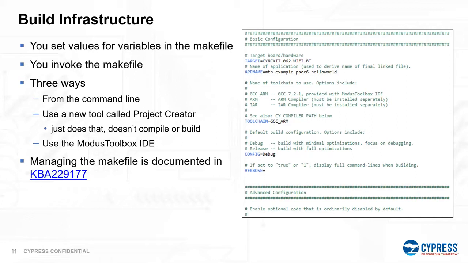And to do so, we have three different options. You can either use the command line, you can use the tool called Project Creator, or you can use the IDE itself, right? So we'll be talking about each of them. I'll be giving you a hands-on of each one of them so that you understand what I'm talking about. And if you want to get into the details of the makefile, there is a KBA already available, and you can look at the different options, and you can see how powerful it is when it comes to controlling how the application flows. Okay.